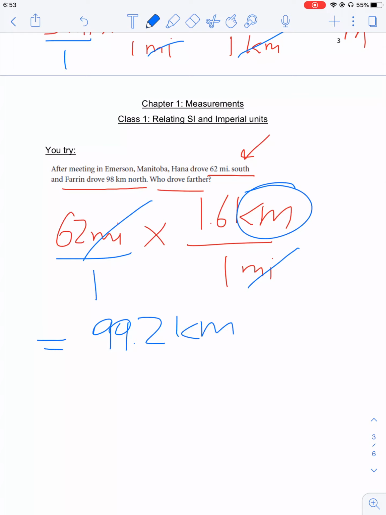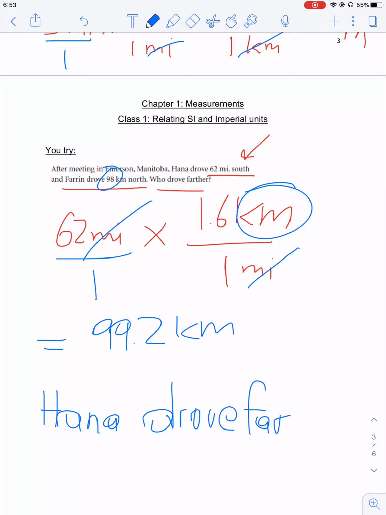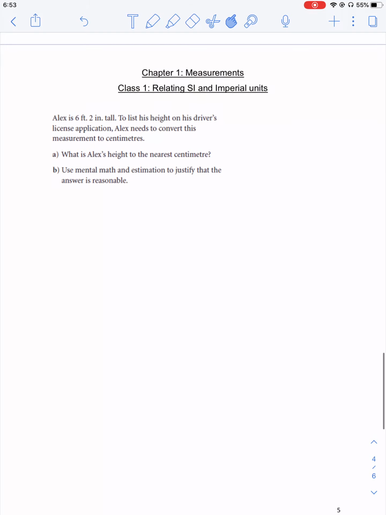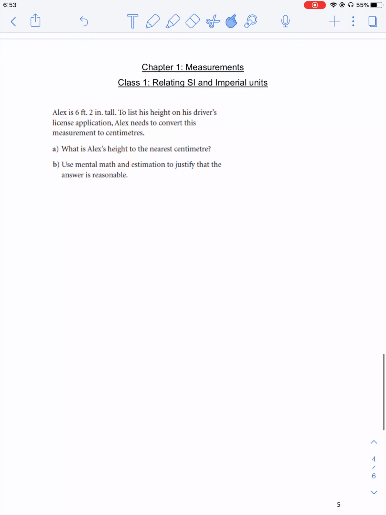Now I can compare, right? So 99.2, is that bigger than 98? Yes, it is. So Hannah drove farther. Okay. Hope that kind of makes sense. And one last question. Sorry, guys. I know it's been a little bit longer than I had anticipated. But this is the last question.